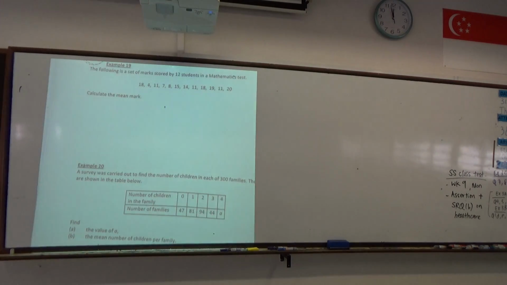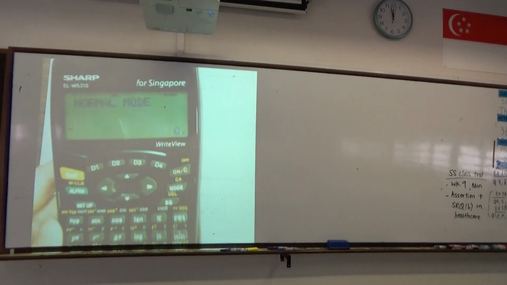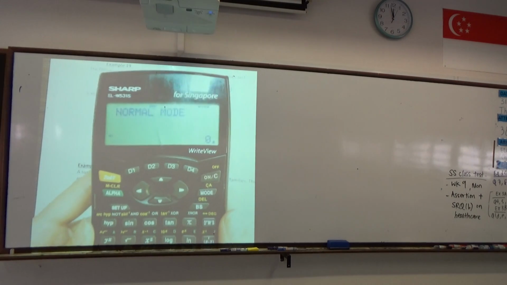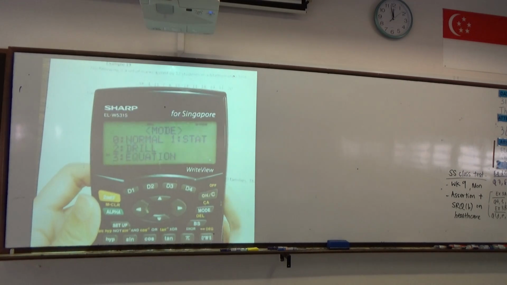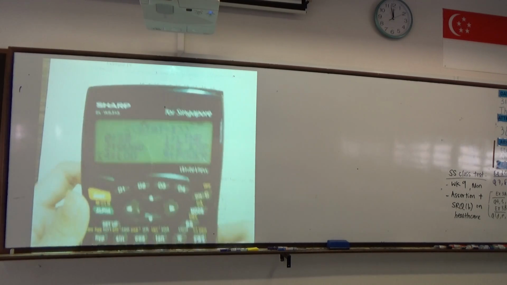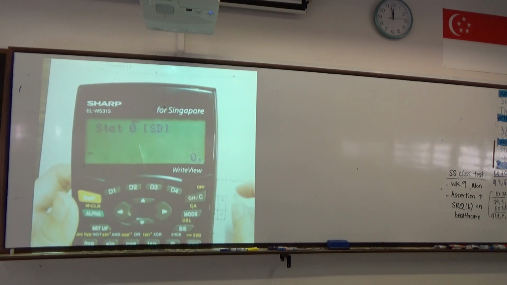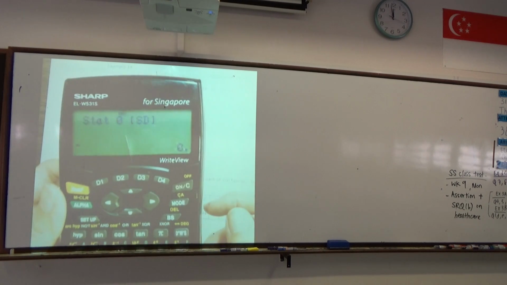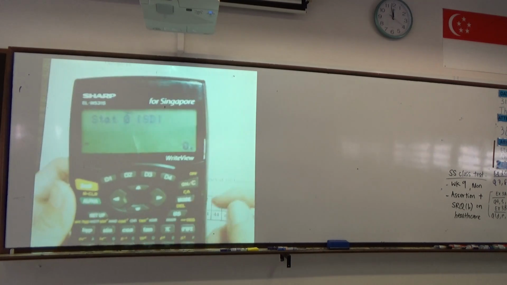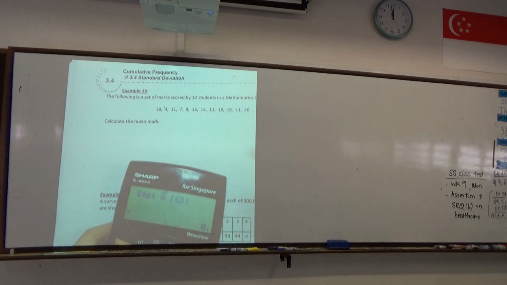Now let me show you the Sharp calculator. Sharp is much easier. Alright, so we just go to mode and then go to 1 stat. Then after that we go to 0 SD. Then we just have to key in the data now, followed by pressing the change button. We key in the data in a certain format. It will always be data first, then the frequency.